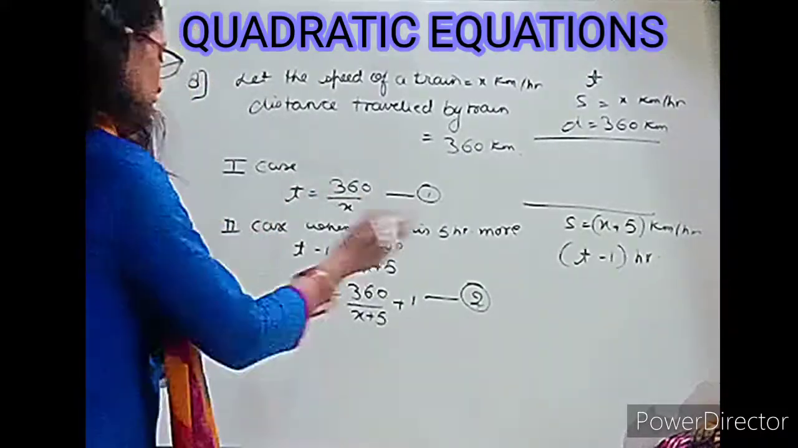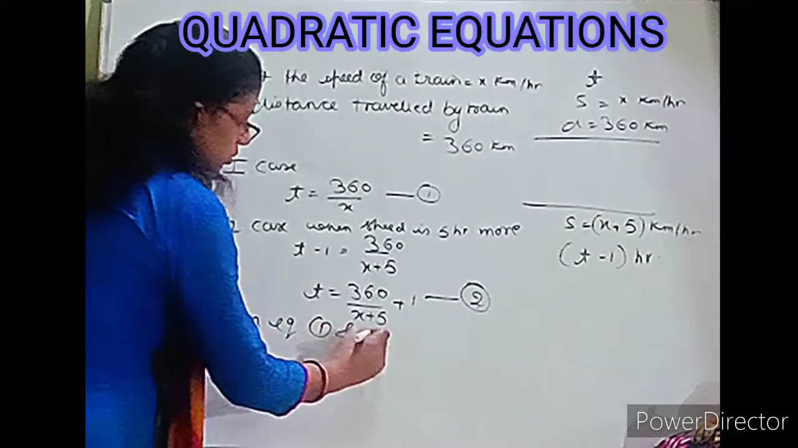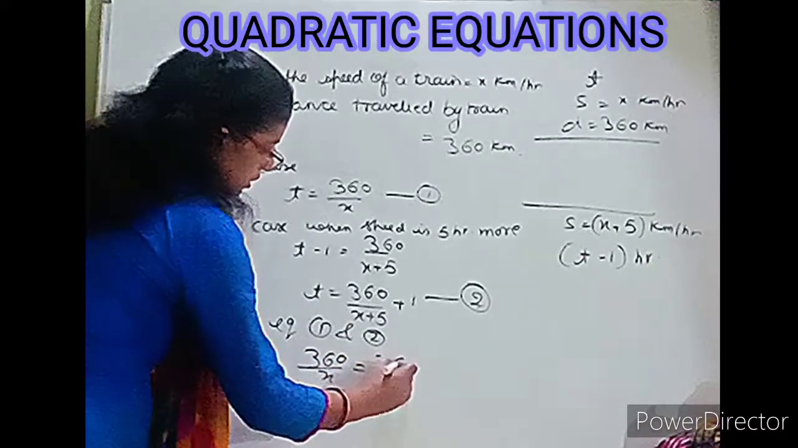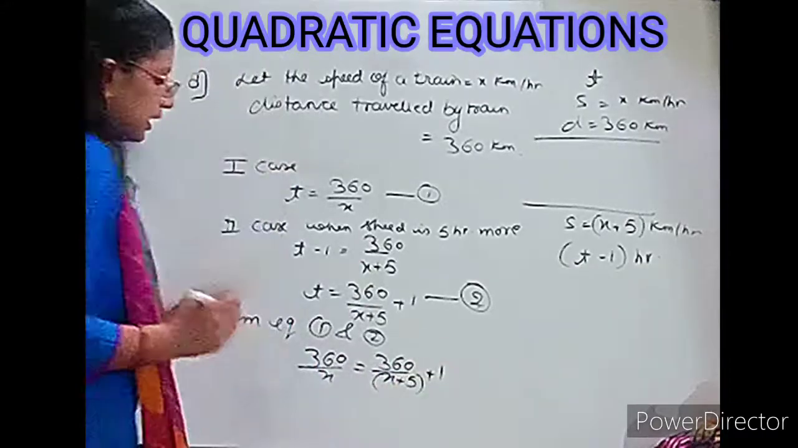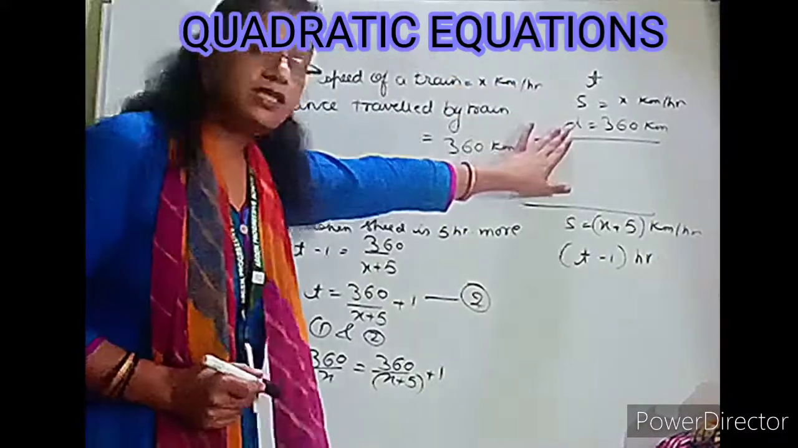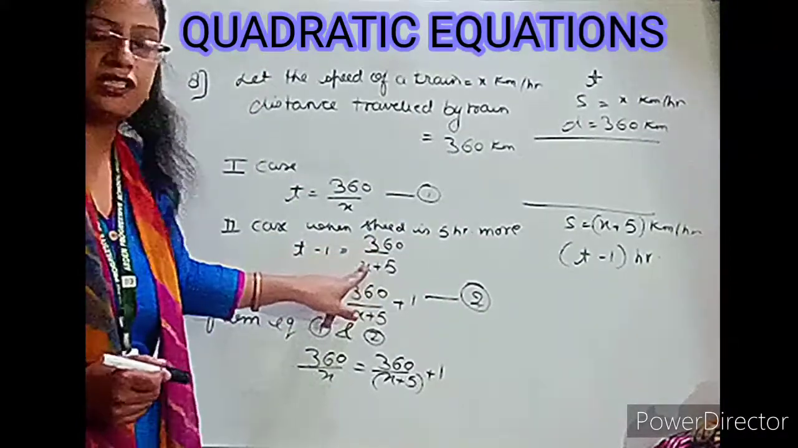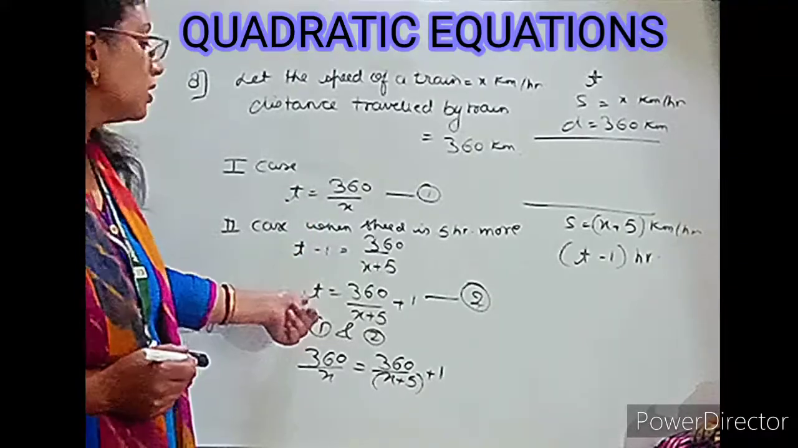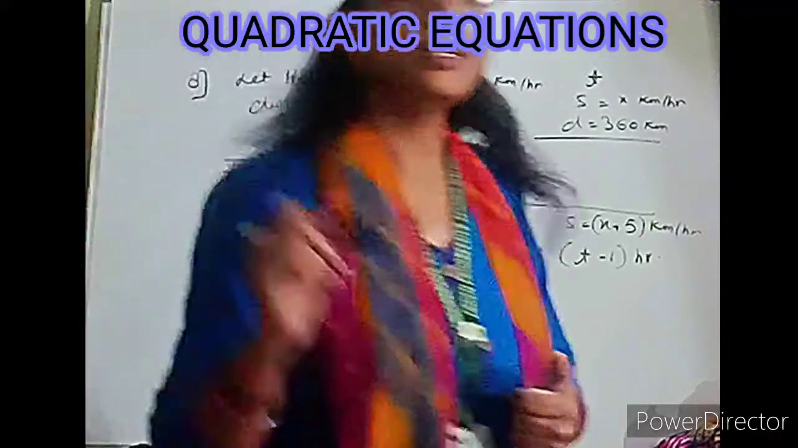From equation 1 and 2, what you will get is 360 upon x equals 360 upon x plus 5, plus 1. Okay, let us solve this equation now. This is clear to you? First time, find the time. Second time, t minus 1 hour, find the time, distance upon speed. Both sides make them equal. Okay, so now I am solving it.